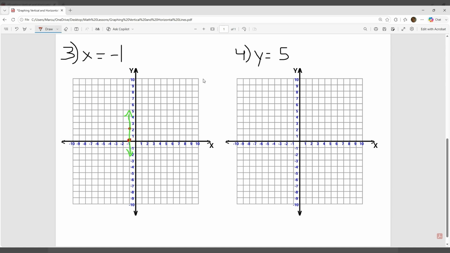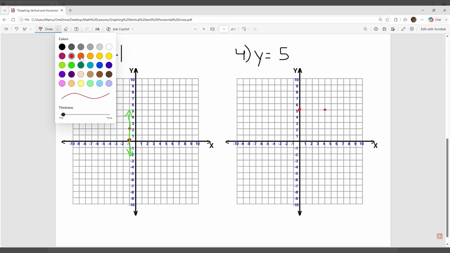Now let's do number 4. So number 4, you have y equals 5. So you're going to look at your y-axis, which is up and down right here. So y is equal to 5 right here. And again, it does not matter how much you move sideways, your height will be the same. Your y is still 5. So you can just make a bubble anywhere on this horizontal line. And then you can go ahead and connect the points.